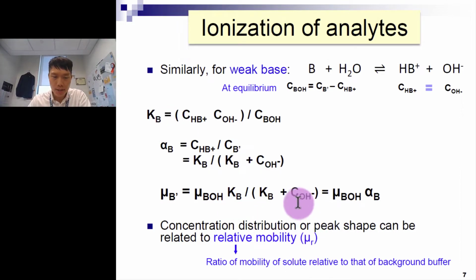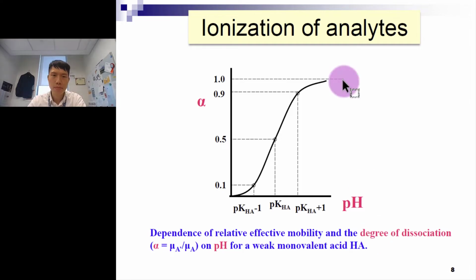So again, it's the converse of the previous slide for the acid. The concentration distribution, the peak shape, can be related to relative mobility, which is the ratio of mobility of solute relative to that of the buffer. In this graph, you see the dependence of the relative effective mobility and the degree of dissociation alpha on the pH of a weak monovalent acid.